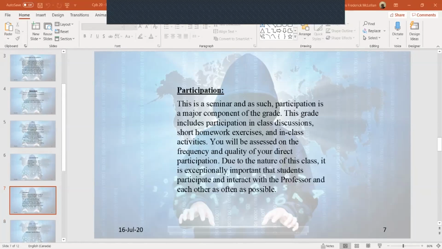All right. So participation, all this basically is saying, and this is particularly true in a class like this, which I consider to be a seminar, and particularly because it's an upper year class, 3rd and 4th year. Participation is really important. It's important that you interact with me and you interact with each other. There are going to be very specific parts of the class that involve discussion.